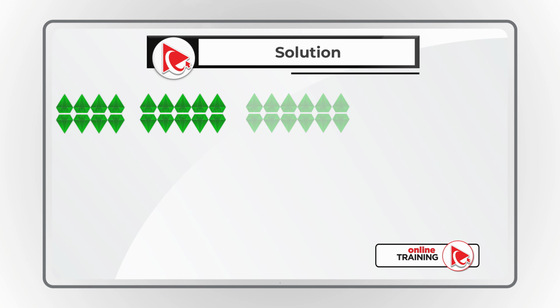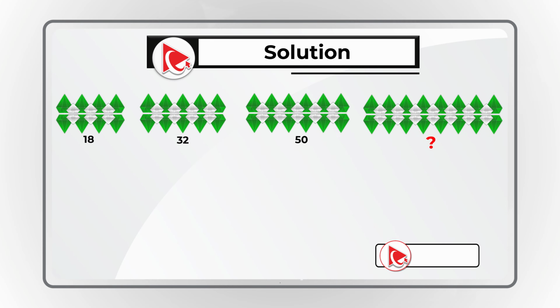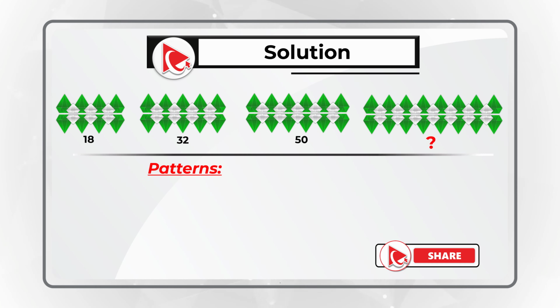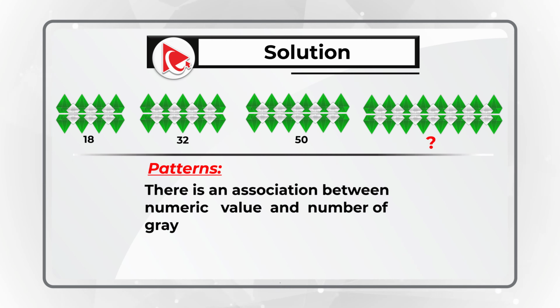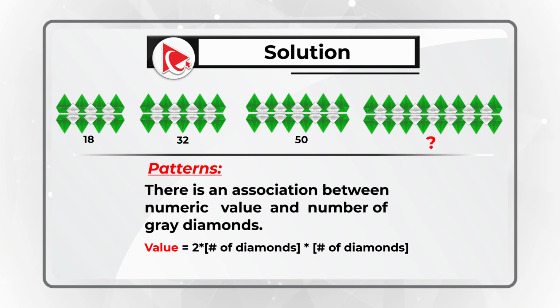You are probably tired hearing on this channel, but my advice to you to solve these challenges, always look for patterns. And the pattern here represents association between the numeric value under diamond group as well as the number of gray diamonds. The pattern I see here is that the value could be calculated as 2 multiplied by number of diamonds and then multiplied again by the number of diamonds. Ultimately, value can be 2 multiplied by the square of the number of diamonds.